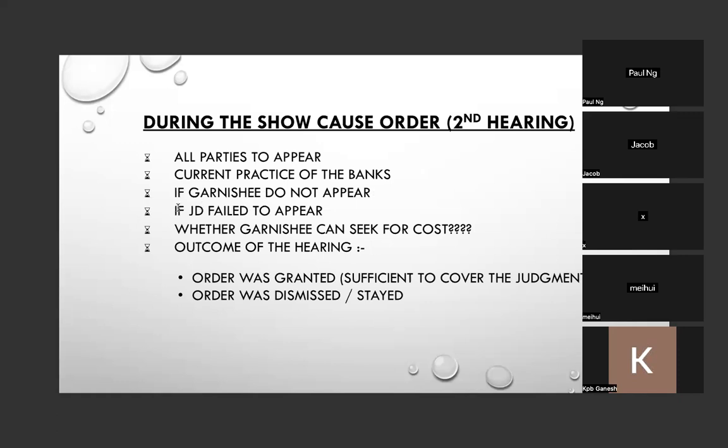So what if the judgment debtor fails to appear? It's okay. If let's say the garnishee is there and the judgment debtor was not there, it's all right. It doesn't affect your application.